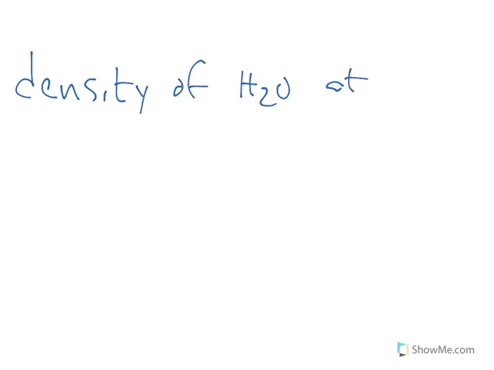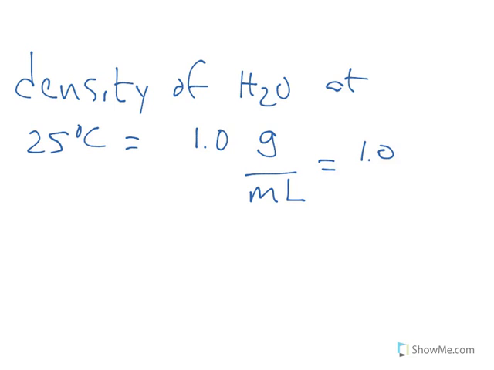Water serves as our baseline for density. When we look at the density of water at 25 degrees C, it is equal to 1.0 gram per milliliter. Very easy number to memorize if you ask me. This can also be equated to 1.0 gram per cubic centimeter, or some folks would call a cubic centimeter a cc. But a cubic centimeter, of course, is equivalent to a milliliter. So it's 1 gram per milliliter at 25 degrees C.